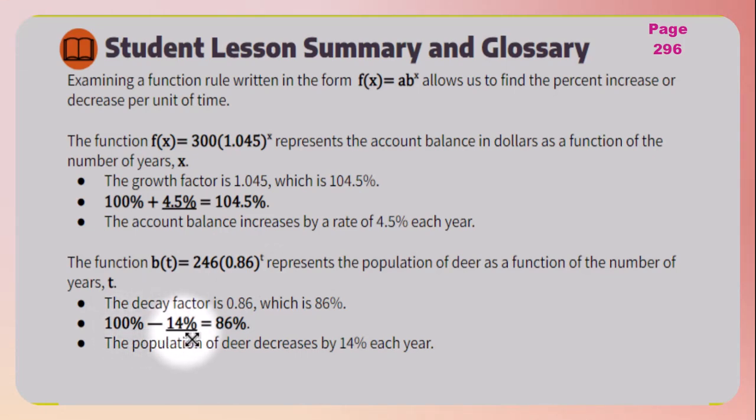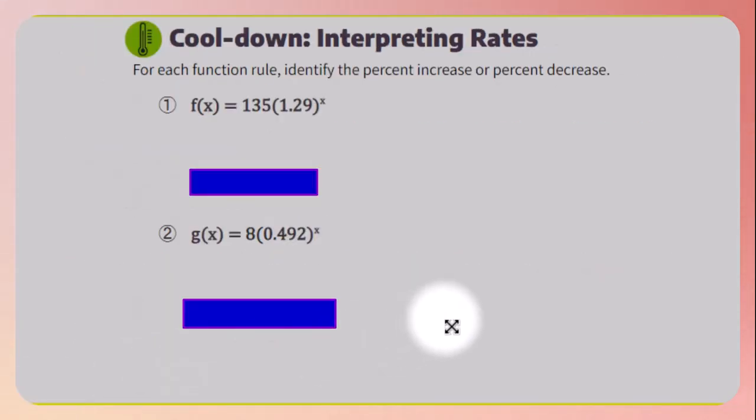100% minus 14%, 14% is what we're taking away, gives us that decay factor. The deer population decreases by 14% each year. The decay is the harder one for me to understand, so I want you to go over all of that carefully before the test. The more you go over it, the better prepared you'll be.